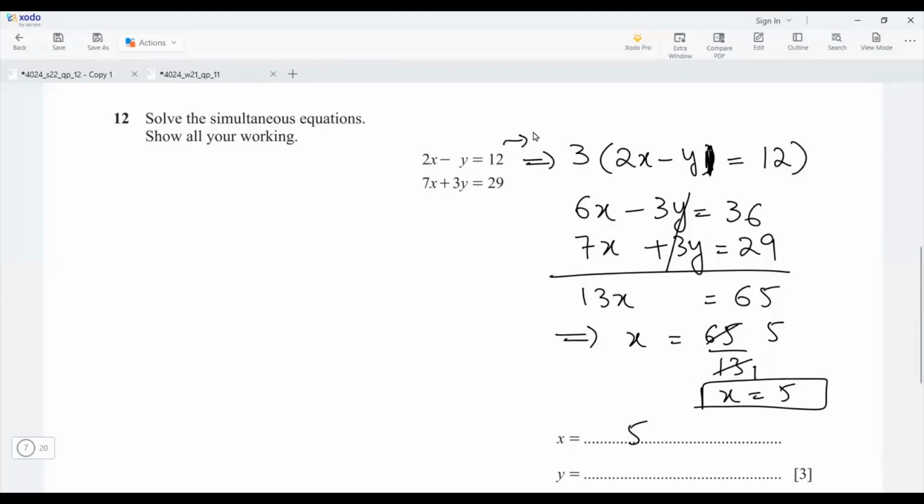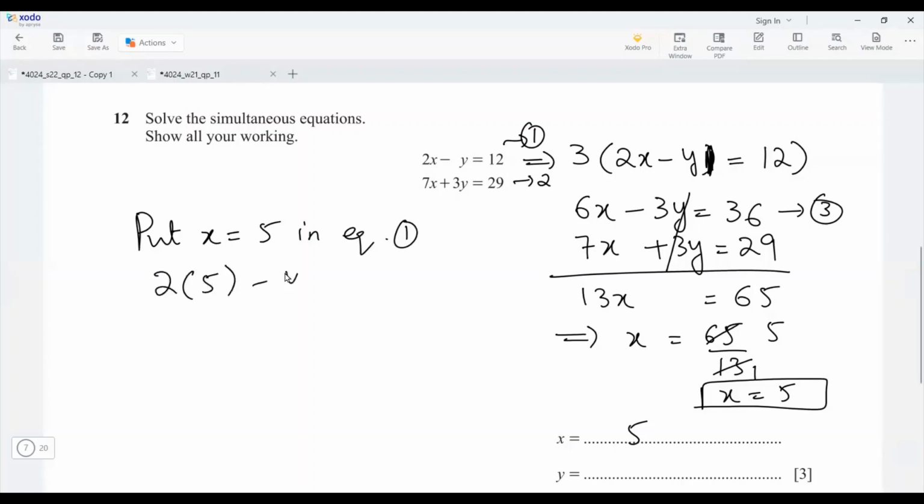This is the first equation, this is second, and we can say this is the third one. So you can apply the value of x into any of the equations. I'm just putting this x equals to 5 in equation number 1. So after putting in equation 1, 2 times x is 5 minus y equals to 12. So now 2 times 5 is 10 and minus y equals to 12.